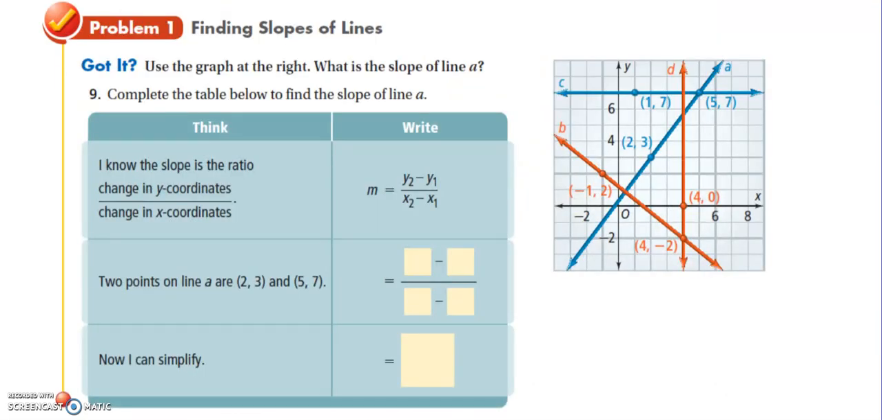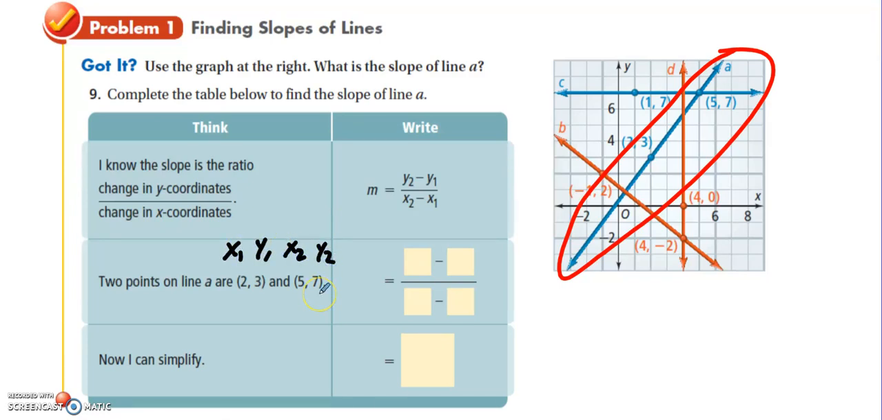So let's just go into a problem. Use the graph at the right. What is the slope of line A? So here is line A, and it has points (2, 3) and (5, 7). It has more points than that, but these are the ones that are defined for us right now. So we have x1, y1, x2, y2. Doesn't matter which one is which. The slope formula says y2 minus y1, so 7 minus 3, divided by 5 minus 2. 7 minus 3 is 4. 5 minus 2 is 3. So your answer is 4/3.